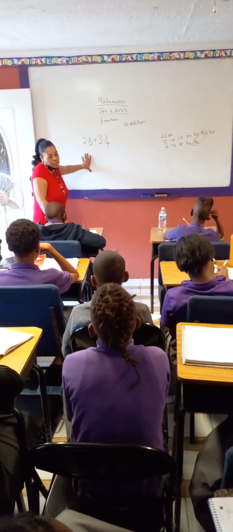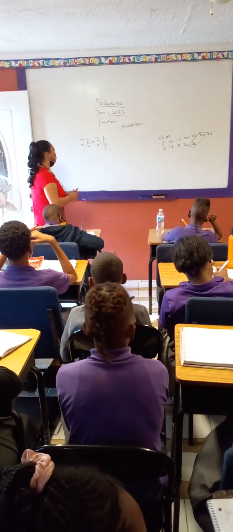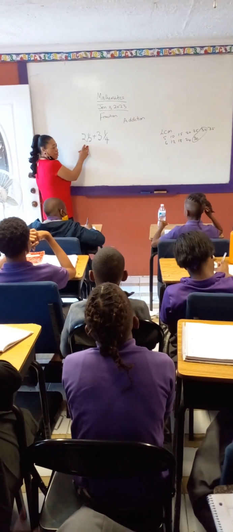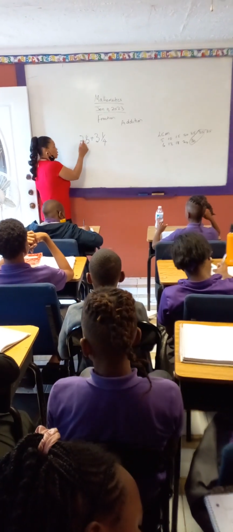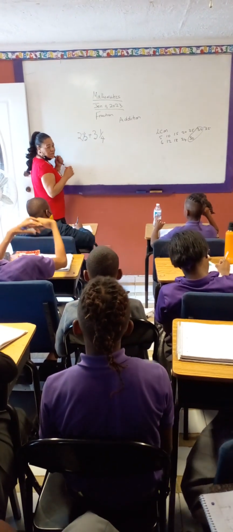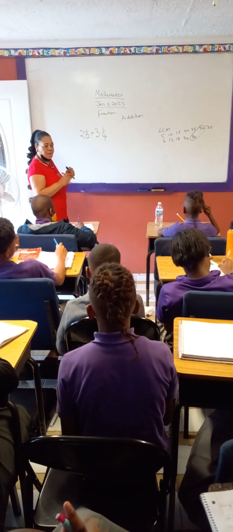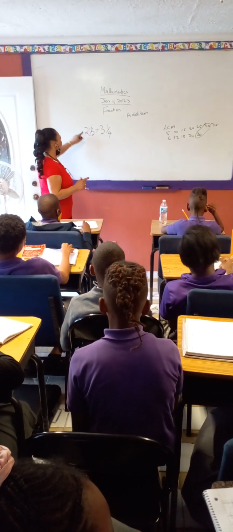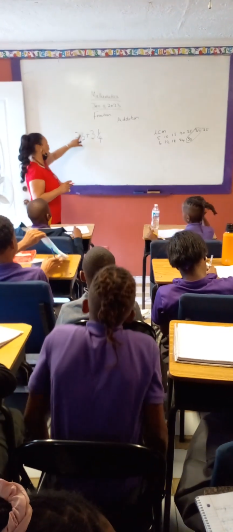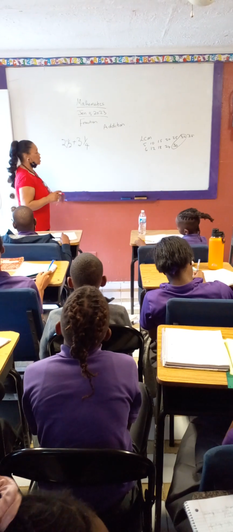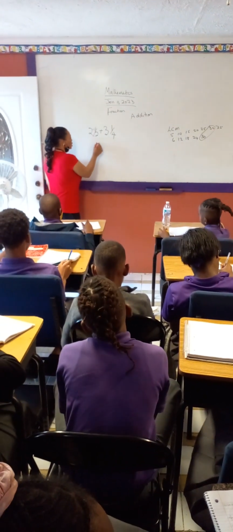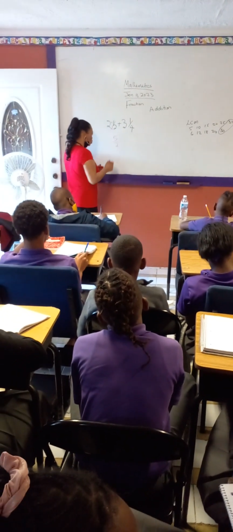How do I change it to an improper fraction? I multiply the whole number by the denominator, the bottom number, then I add the numerator. Let's go again. How do I change a mixed number to an improper fraction? I multiply the whole number by the denominator, then I add the numerator. So let's go. 2 times 2? 4. 4 plus 1? So this becomes 5 over 2.